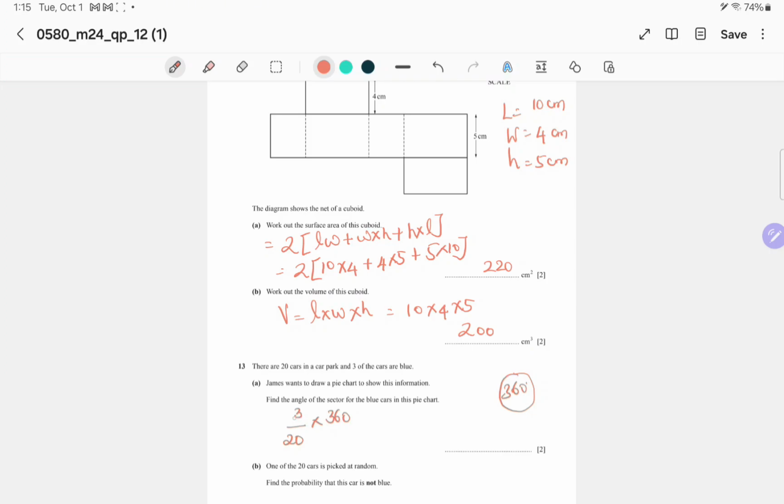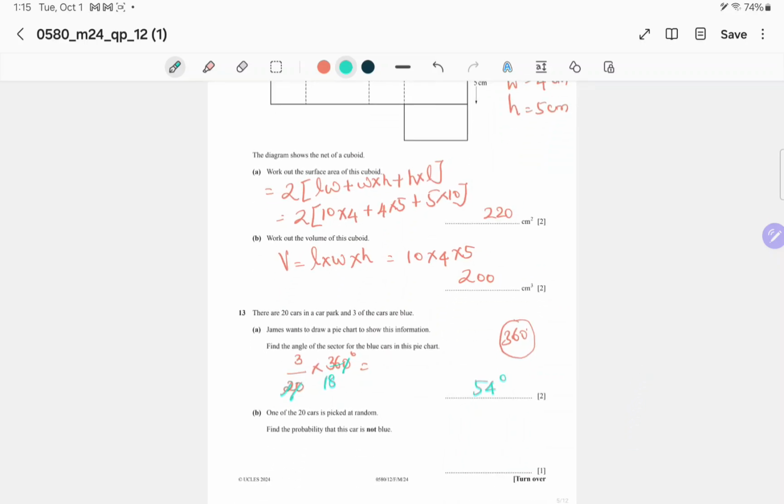Here 3 is the number of blue cars, 20 is the total number of cars in the parking, and 360 degrees is for the pie chart. The 0 gets cancelled, 2 and this one is 18. So 3 into 18 is 54 degrees. This is the answer. Okay, one of the 20 cars is picked at random.